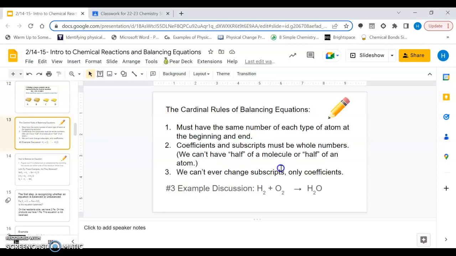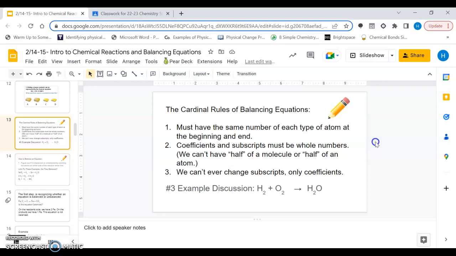So when it comes to balancing an equation, there are many ways to do it right. However, there are some underlying cardinal rules of balancing equations that we have to stick with, and after that, there's a little bit of room for creativity. The main thing, remember, is that we are balancing to observe the conservation of matter, and we must have the same number of each type of atom at the beginning and the end.